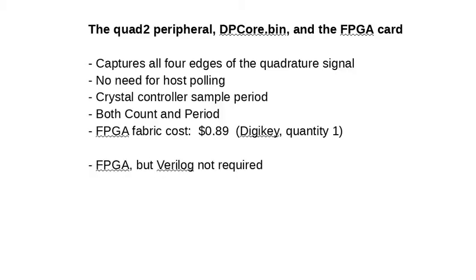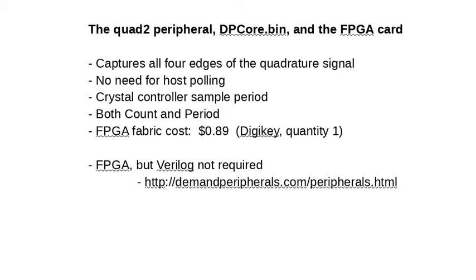While it's true that we use an FPGA, no Verilog is required. That's what Demand Peripherals does. You can use Verilog if you want. We provide the source code, but you don't have to have it. How that works is that you would go to our website and the peripherals section on the website. There you will find about 25 different FPGA-based peripherals. Some require special hardware, some, like Quad 2, just need 4 pins on the FPGA.